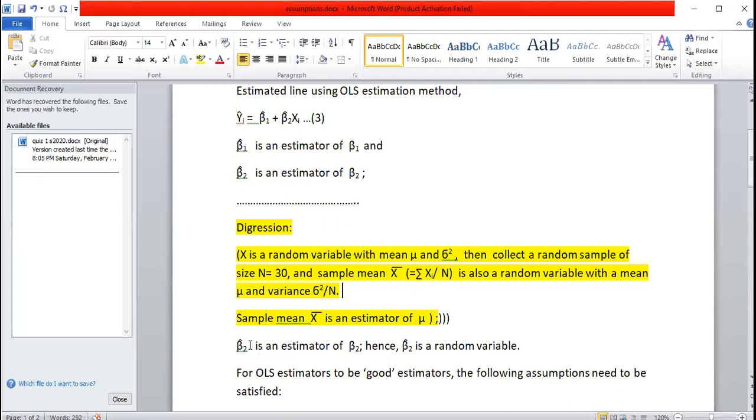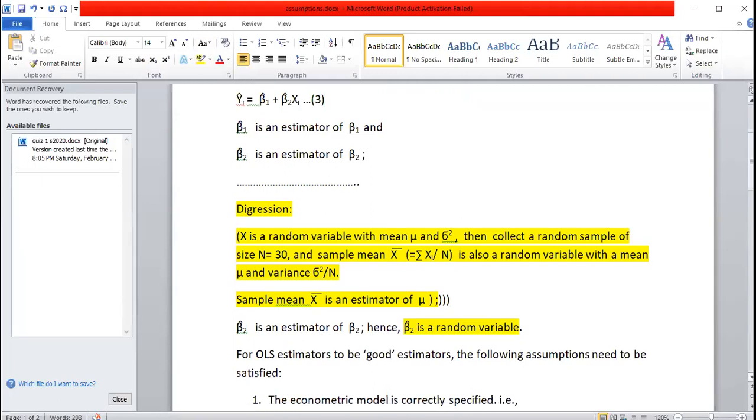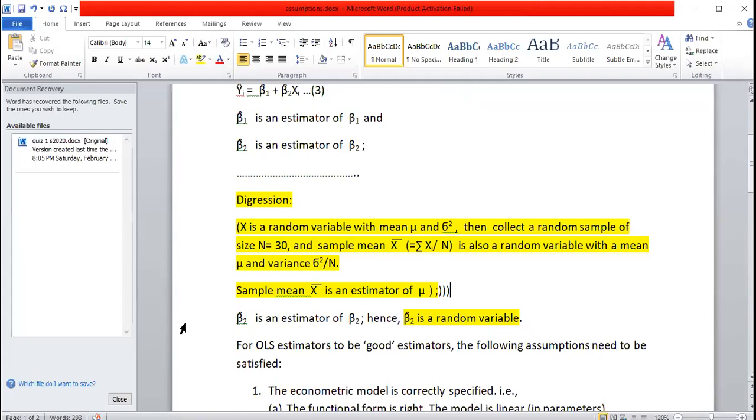Similarly, beta 2 hat is an estimator of beta 2. And you have used the OLS method to find beta 2 hat. Obviously, beta 2 hat is a random variable. Don't forget this. Beta 2 hat is an estimator of beta 2, and beta 2 hat obviously is a random variable. Any estimator is a random variable. How did you get beta 2 hat? You used the OLS estimation method to find beta 2 hat.